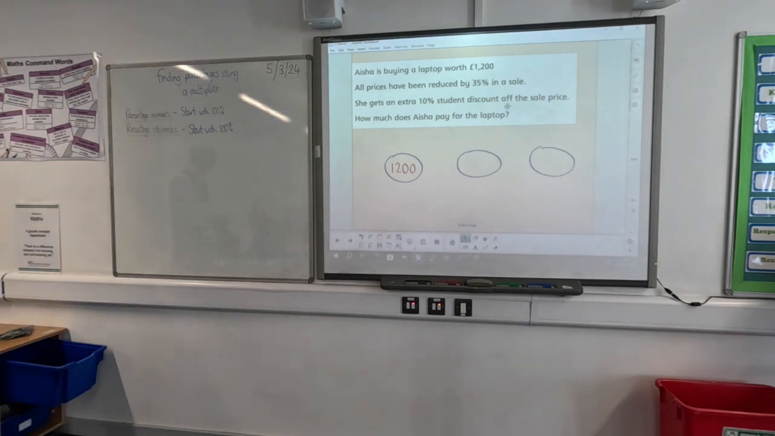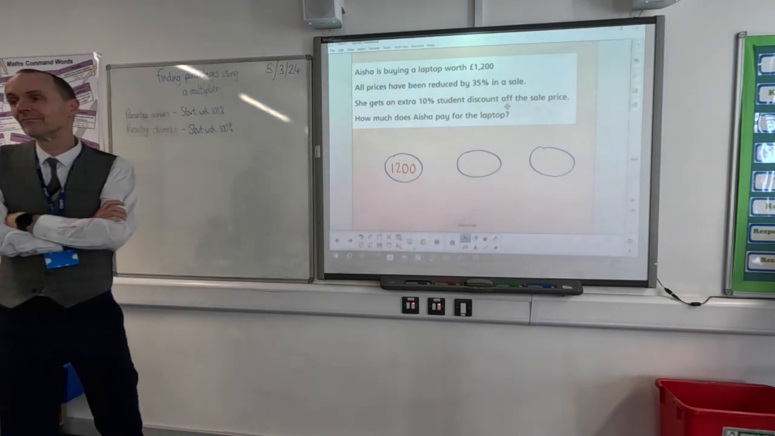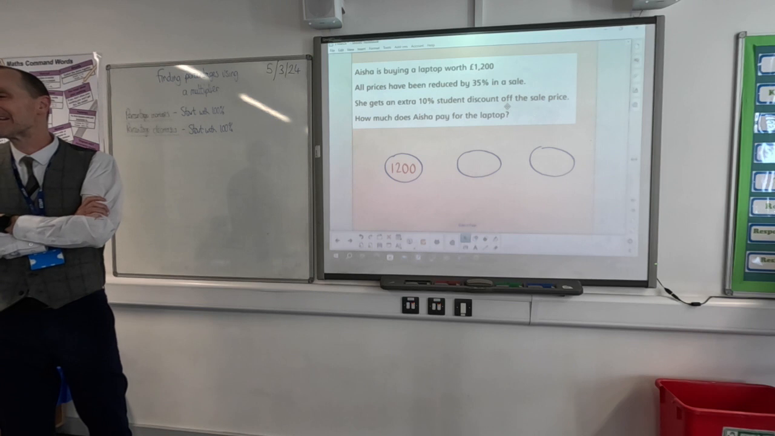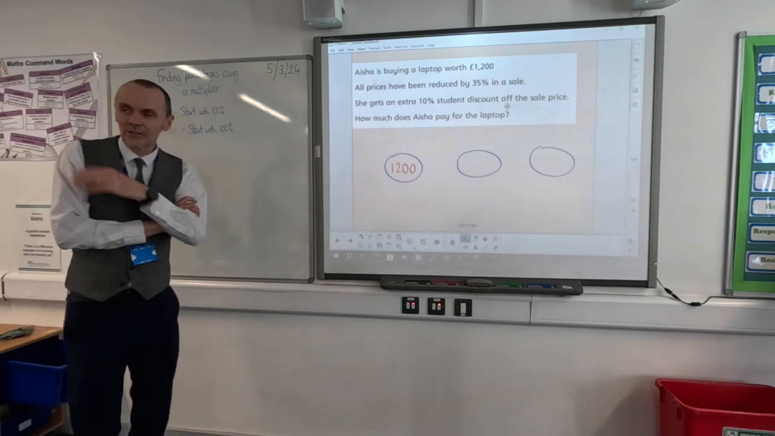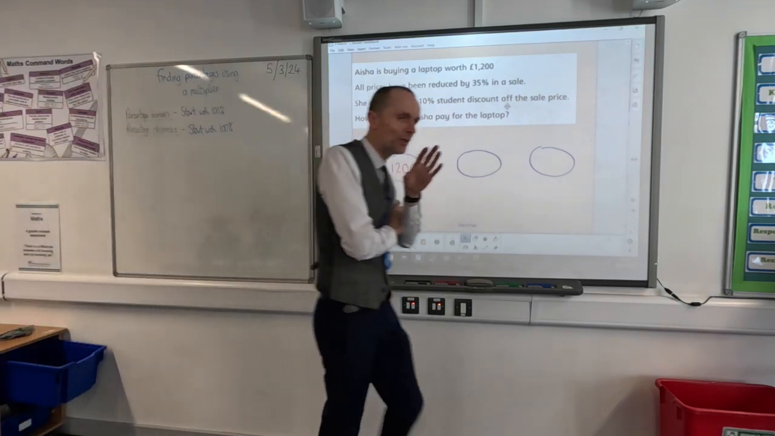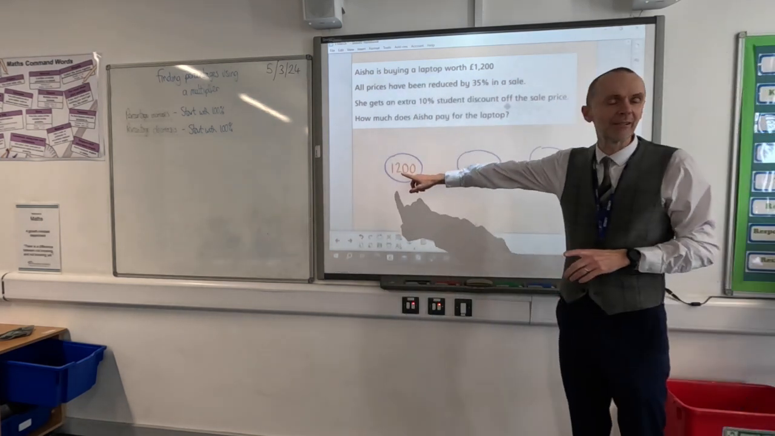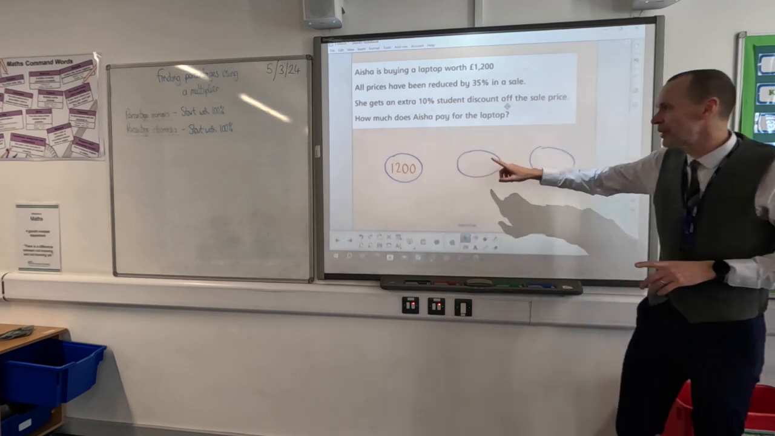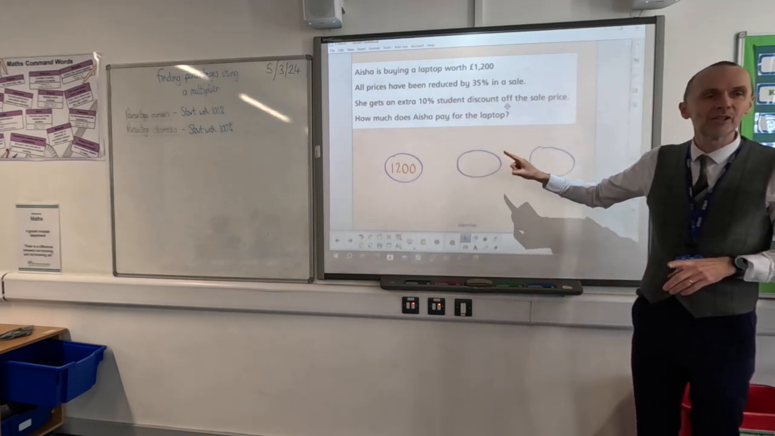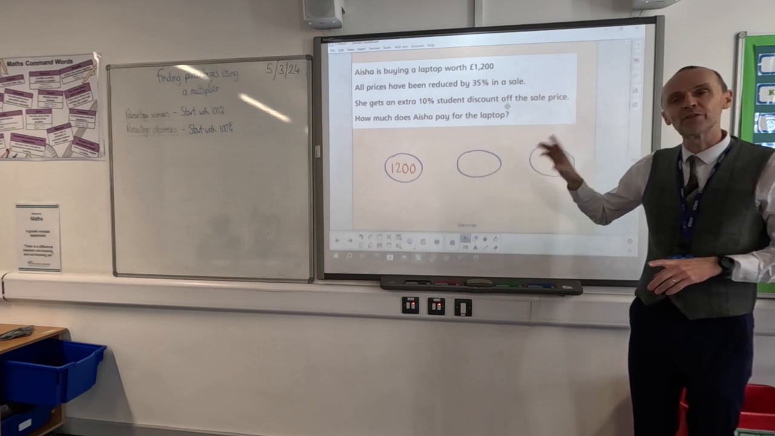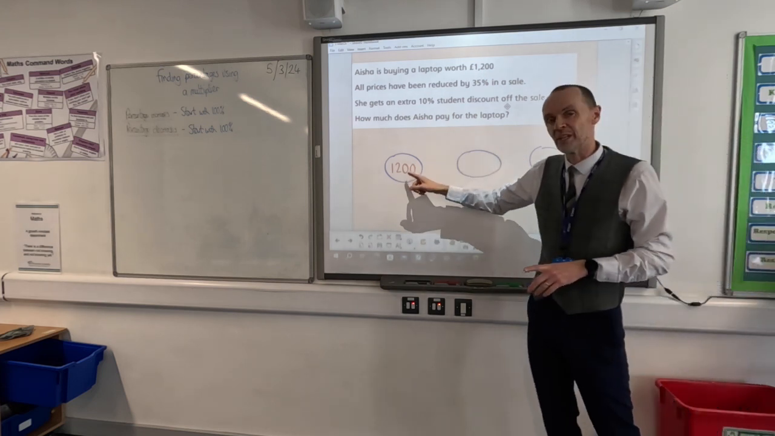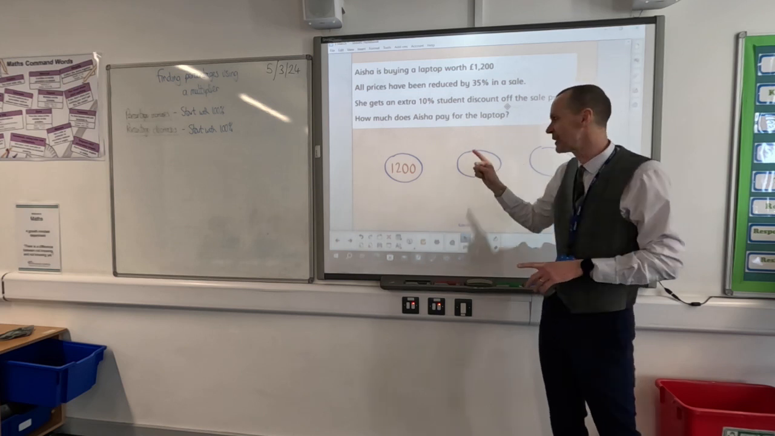So go on, Phoenix. Can you explain why this is not a 45% decrease? Because it's already on sale, so you take that price off, it would be £780, and then you decrease it by 10% again, to be 702. You're absolutely spot on. That second 10% decrease is not 10% of this, is it? It's 10% of the sale price. So it's not going to be as much as a 45% decrease of this, because that second decrease is only 10% of the new price.